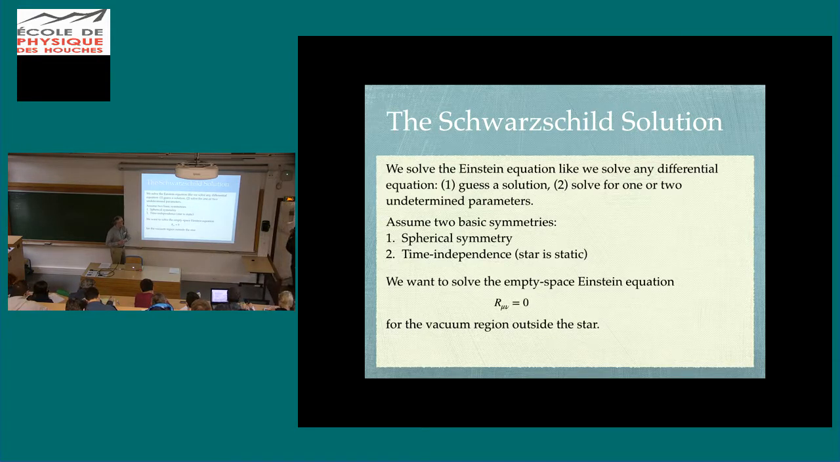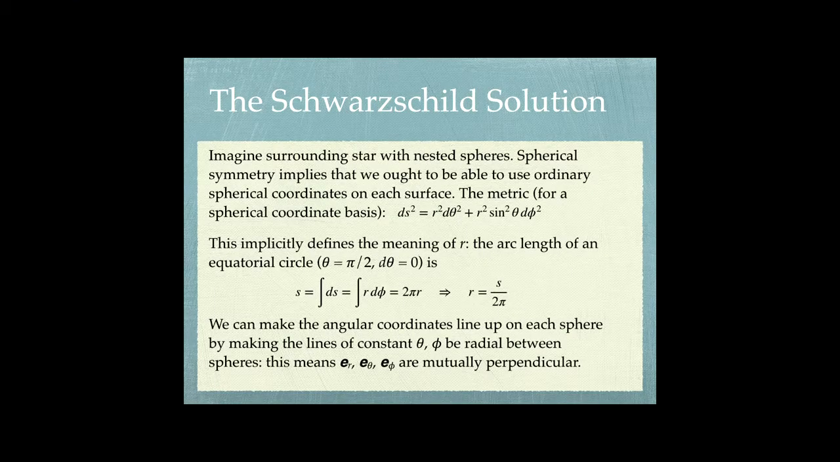All right, and we want to solve the empty space Einstein equation, which means that all the complicated stress energy stuff is zero, and that's why it's nice to have the equation in the form where R mu nu, the Ricci tensor, is on one side. It works great in vacuum. You put all the complexity on the stress energy side, and then you set the stress energy to zero, and all that complexity goes away. And we're going to do this in the vacuum region outside the star. So that's where the stress energy is zero.